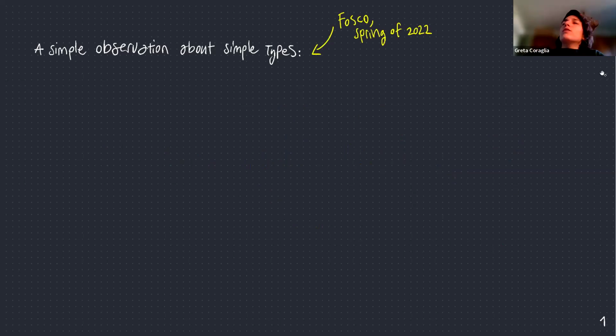So the question that started all of this is a question by Fosco Loregian. He came to me and a few other people in the spring of 2022, with an observation about simple types that he found in Jacobs' book.